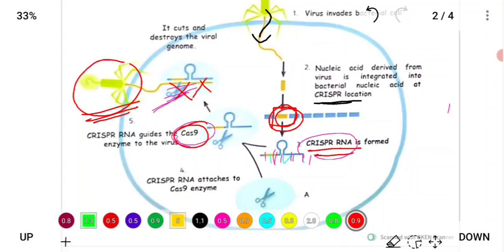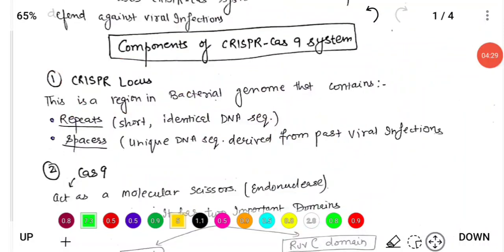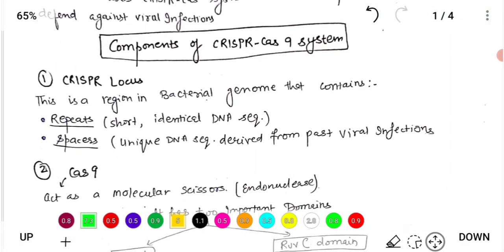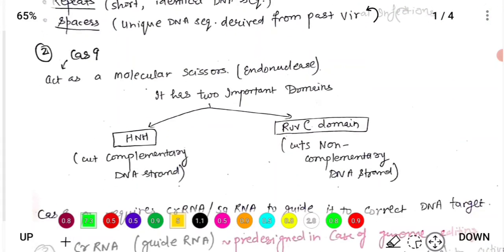Now, how can we use this CRISPR-Cas9 system in genome editing? Like how can we use it, what is the application of it? So let's dive into that. Firstly, let's have a look at the components of the CRISPR-Cas9 system. Firstly, we have the CRISPR locus. Locus means the region in the genome that has the repeats and the spacers, which I already explained, what are repeats and what are spacers.